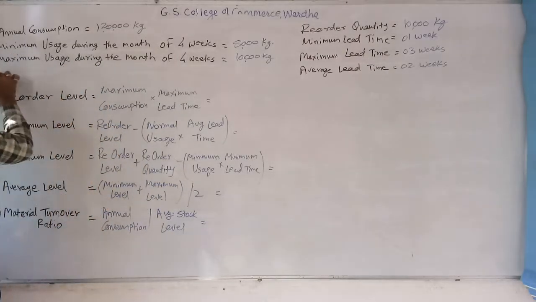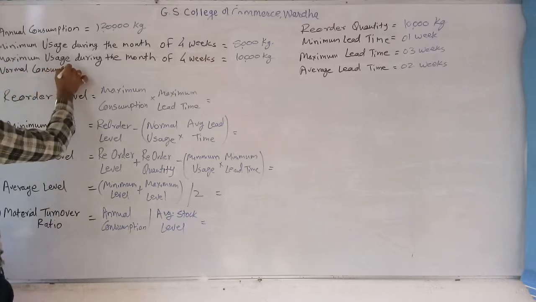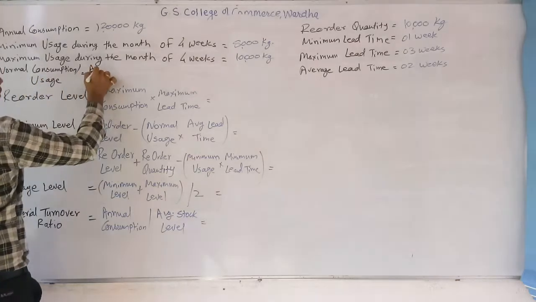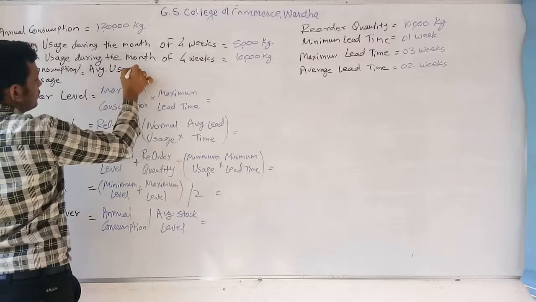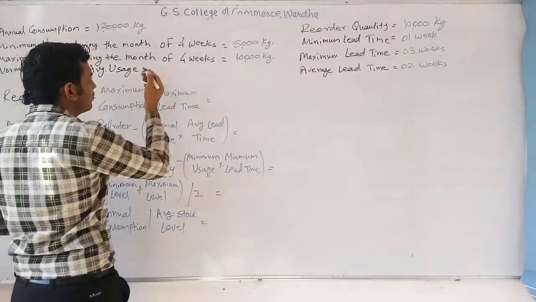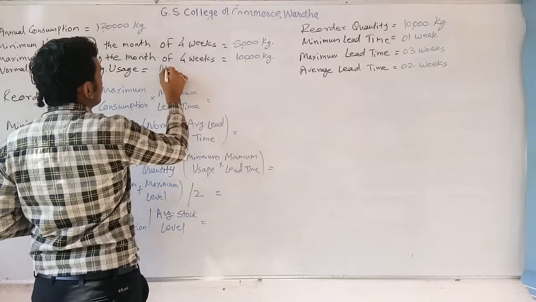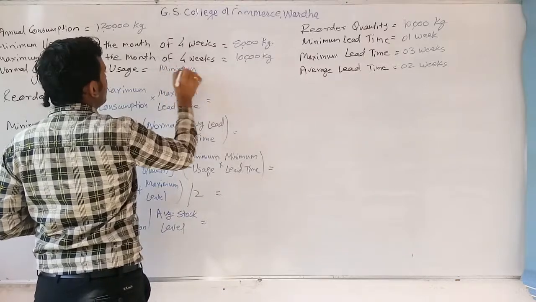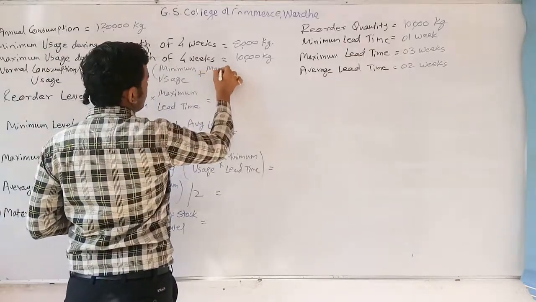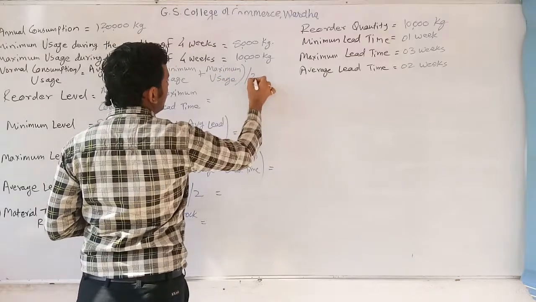So we would write it as normal consumption, or we can use the word usage, equals average usage. We have seen the formula when we were starting with the ROQ. The formula says that minimum usage plus maximum usage divided by 2.